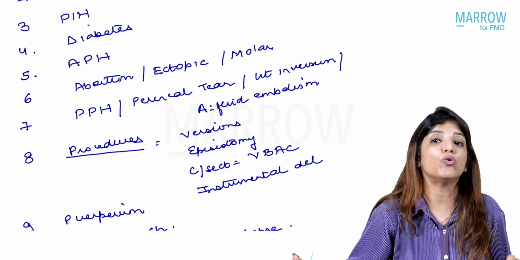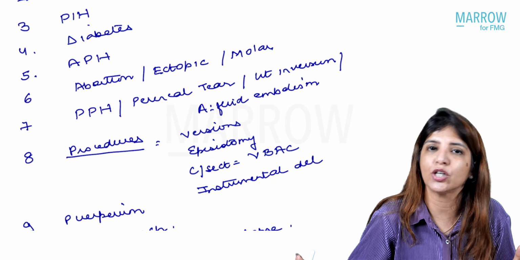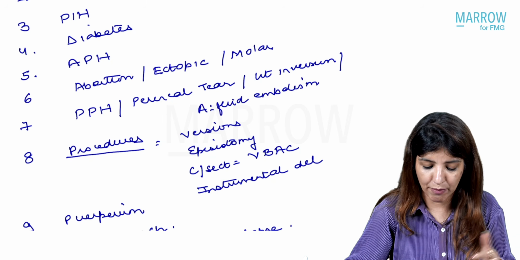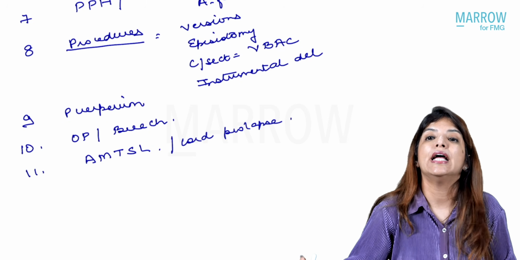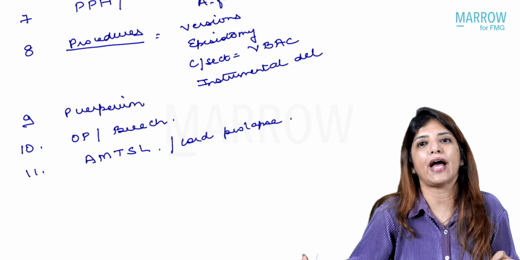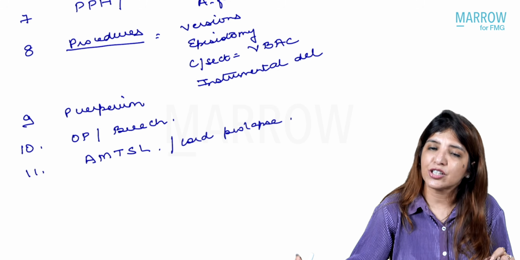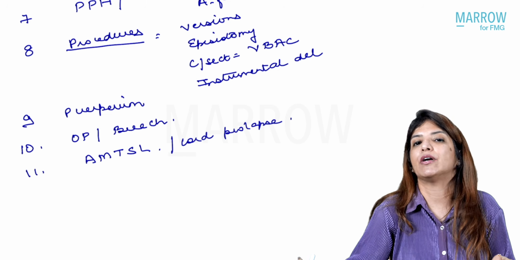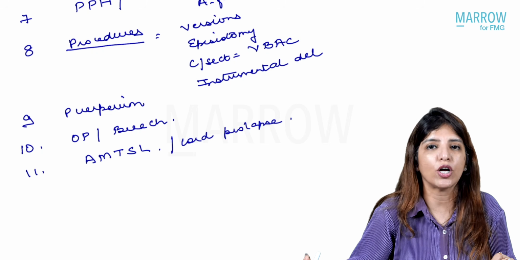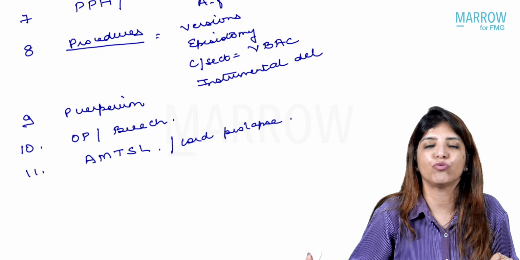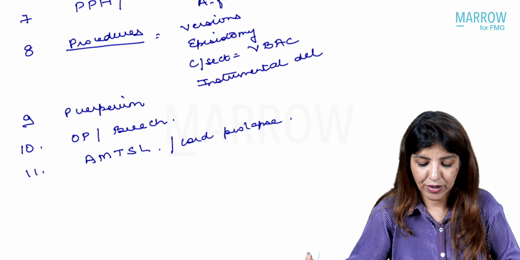Then instrumental delivery. They have started asking questions on instrumental delivery, so that becomes very important. Puerperium is very important for you. Then occipito-posterior, breech presentation, active management of third stage of labor, and cord prolapse. These are some of the very important topics which you cannot afford to miss out for your upcoming FMG exam.